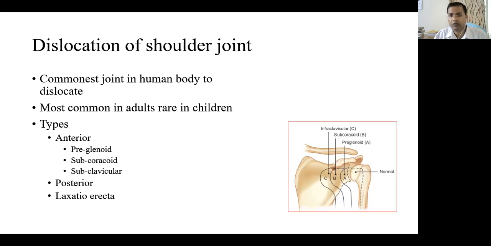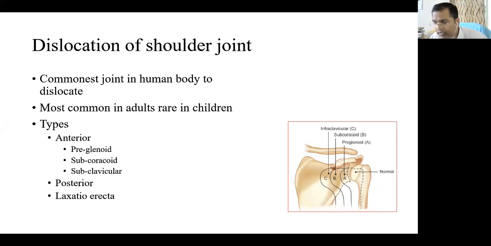Posterior dislocation is there when the humerus is dislocated posteriorly to the glenohumeral joint. It mostly occurs due to a huge blow over the shoulder from the anterior side, so that the humerus is pushed back, posterior to the glenoid cavity. That is called posterior dislocation. It is less common. Anterior dislocation is more common than posterior dislocation.